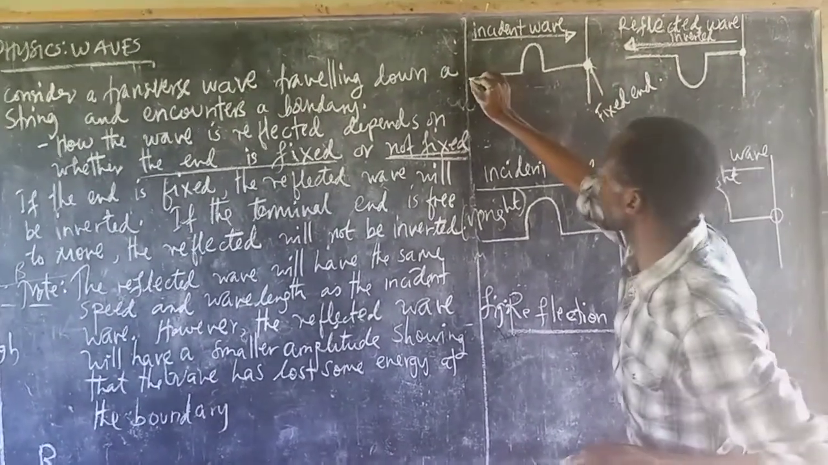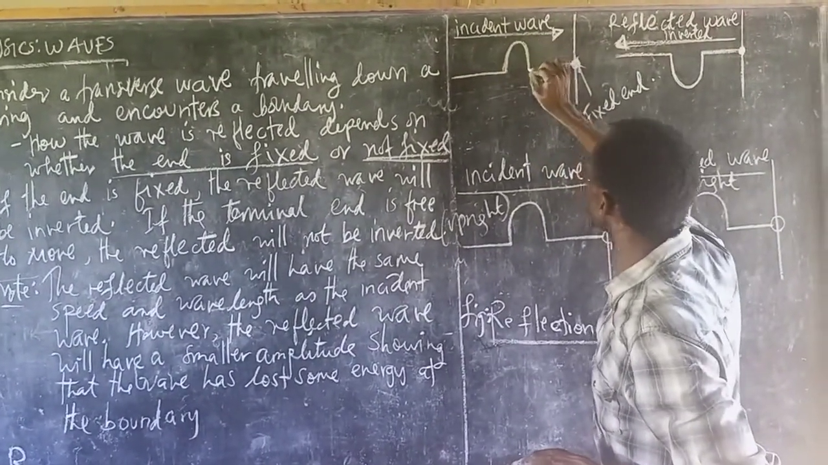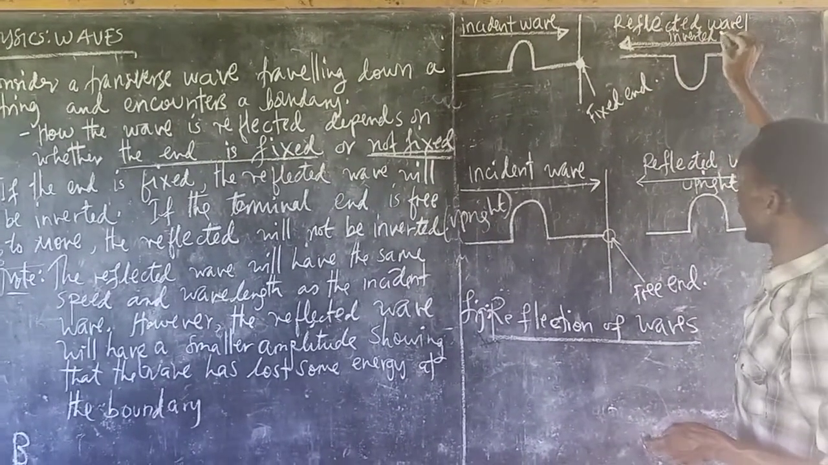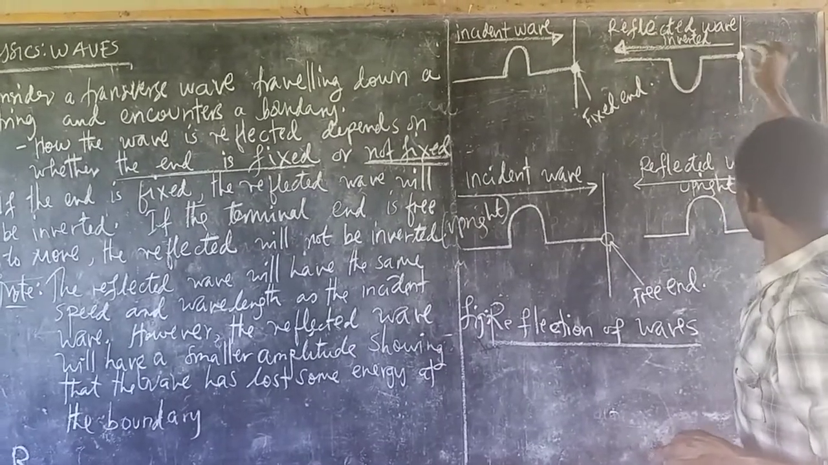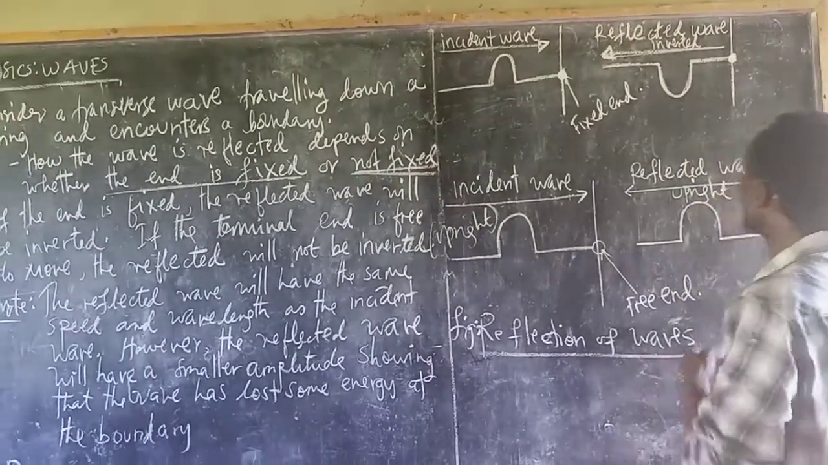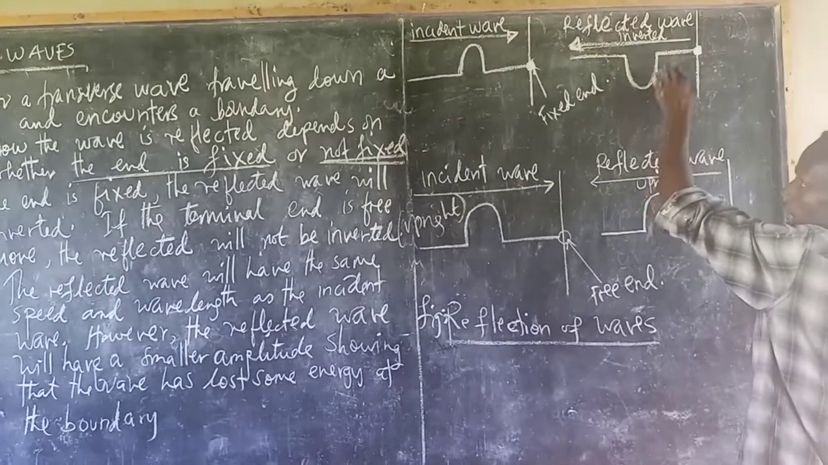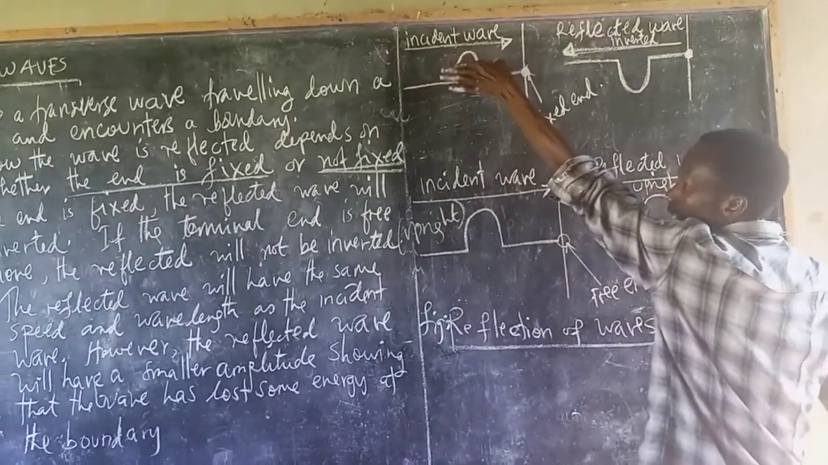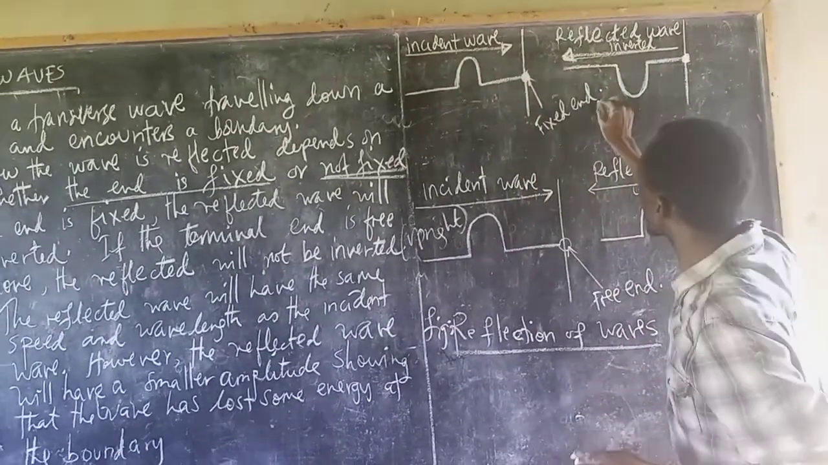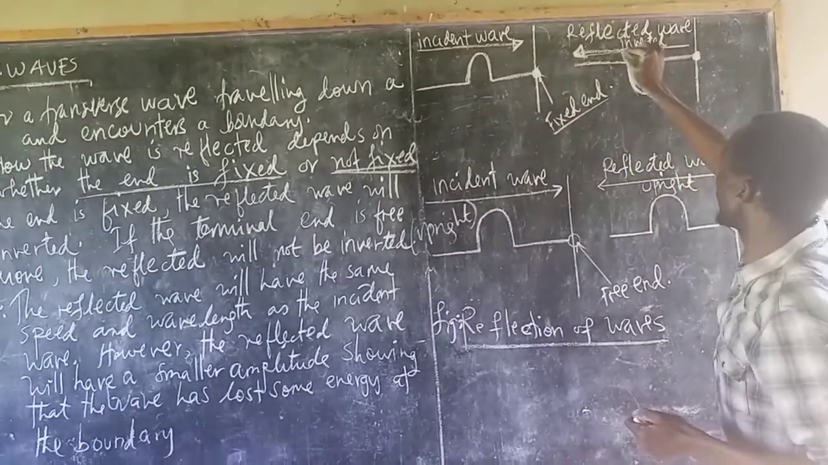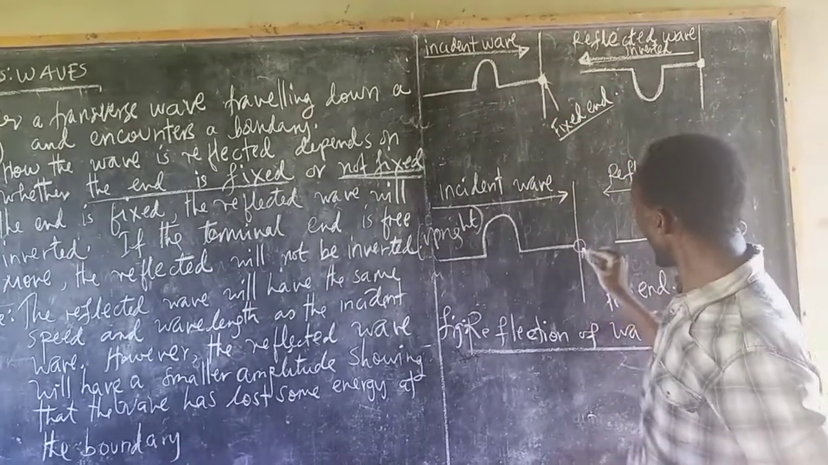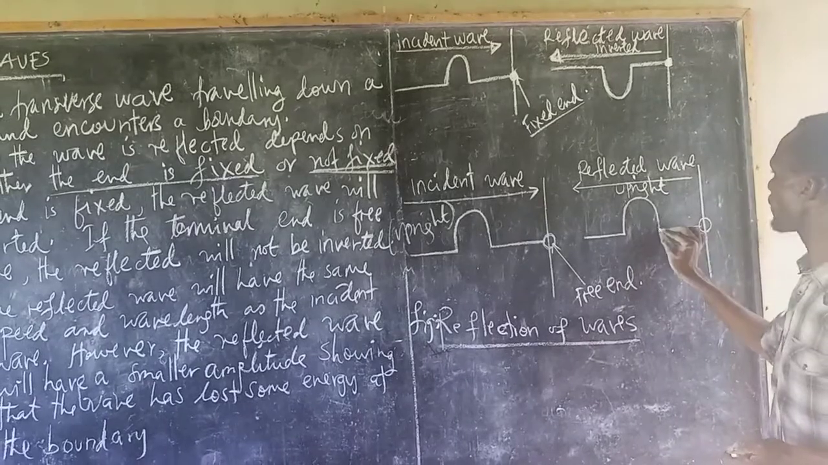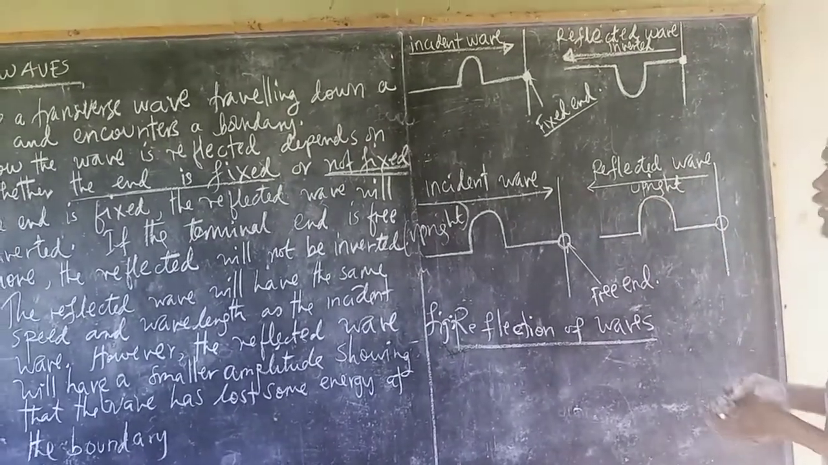Now this is a string, and this is the wave, incident wave. And this is the string, and this is the reflected wave. When you look at this wave, because the end is fixed, the reflected wave will be inverted, as you can see. And the incident wave is upright. Now, because the end is fixed, the reflected wave is inverted. But because the end is free to move, the reflected wave is upright. So this is very important to understand.